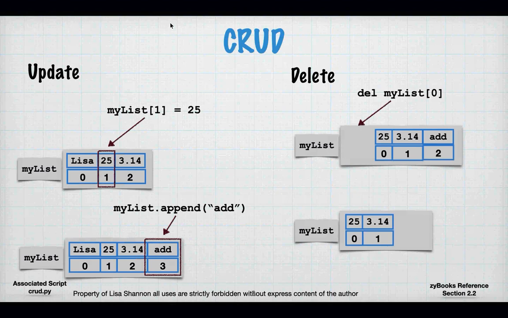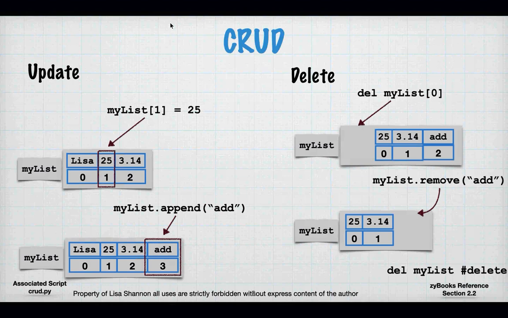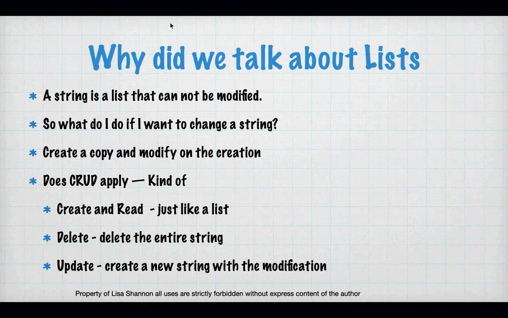And then also what I can do is remove an element from a list. I can remove it based on its value. So I'm saying, hey, I no longer want the add value in the list, so just take it away, erase it. So we have create, read, update, and delete. Those are the four things you can do to a list, and these are how you do them.